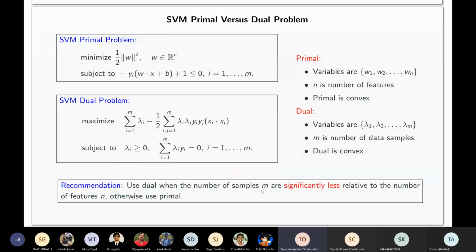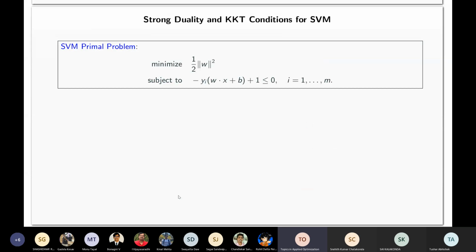So use the dual when the number of samples m is significantly less, relative to the number of features. Otherwise, use the primal. If memory is a constraint, then you may think like this. Now, strong duality and KKT conditions.